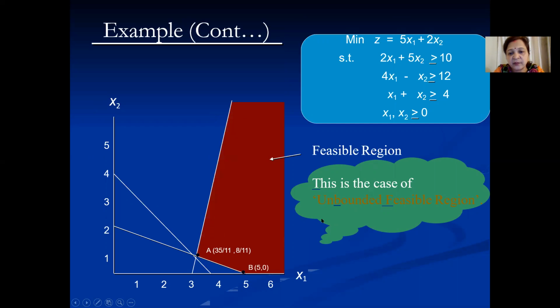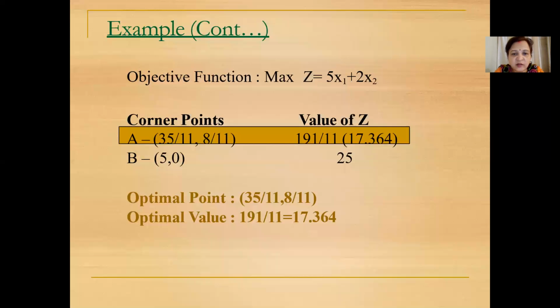In this case, we are getting an unbounded feasible region with two corner points A and B, and we have to minimize the function. So we put these points in the objective function and we get the value of Z. We can see that at the point A, the value of Z is minimum. So the optimal point is A, given by (35/11, 8/11), and the optimal value is 191/11.